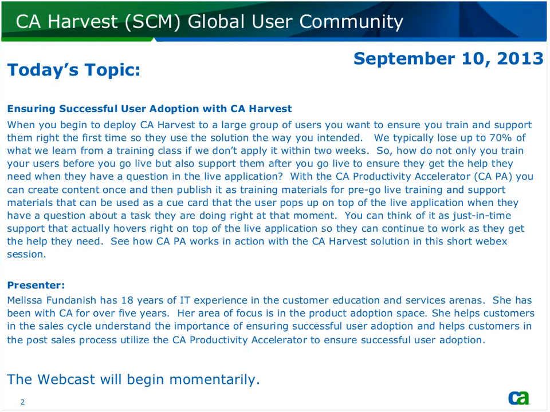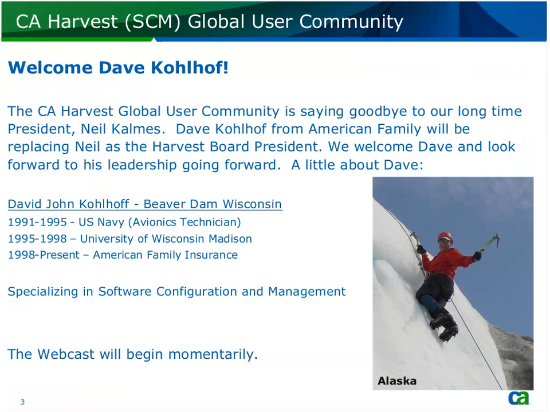This is Mary Greening. I'm the CA Community Manager for the CA Harvest Global User Community. Welcome to today's webcast. Our topic is ensuring successful user adoption with CA PA, which is CA Productivity Accelerator, and CA Harvest. Neil Kalmus was unable to make it today, but we also wanted to announce that Neil has resigned as the board president. He has moved on to other areas in his work, and we are welcoming Dave Kohlhoff today. He is from American Family. He lives in Beaver Dam, Wisconsin, and he will be your new board president.